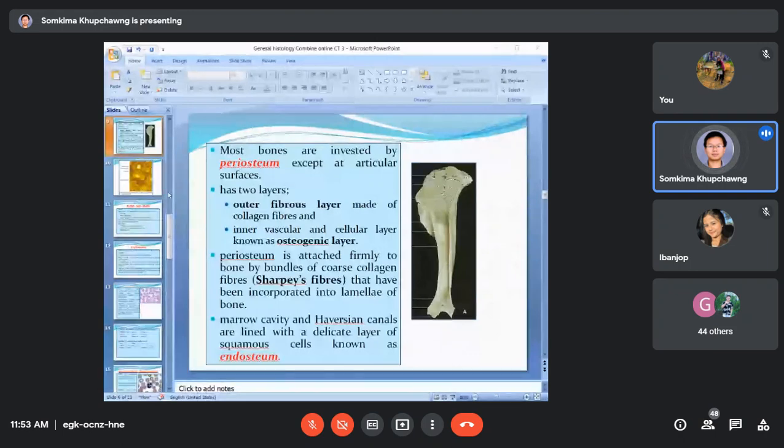Okay, so surface fibers are that one. The coarse bundles of coarse collagen fibers that attach the periosteum into the lamellae of bone.